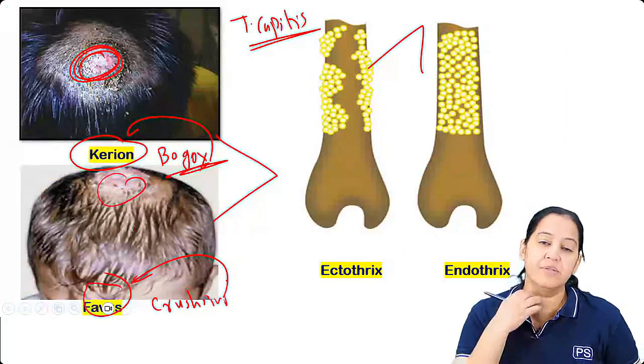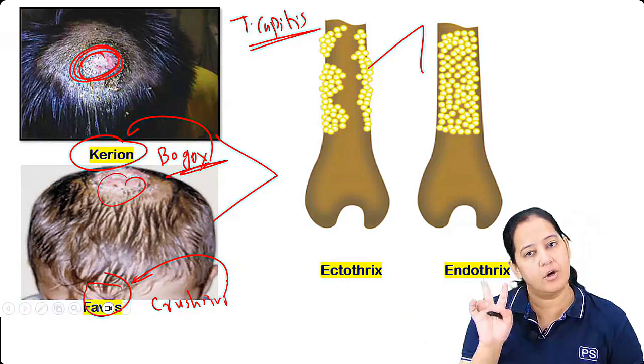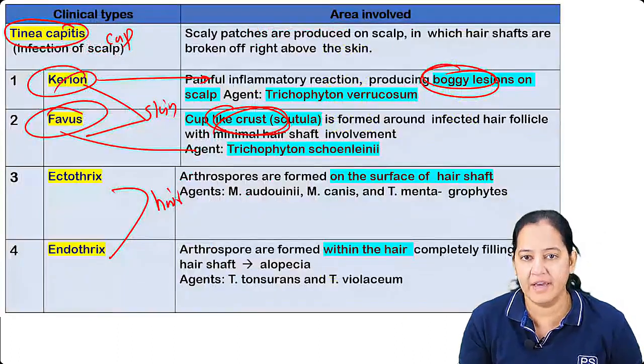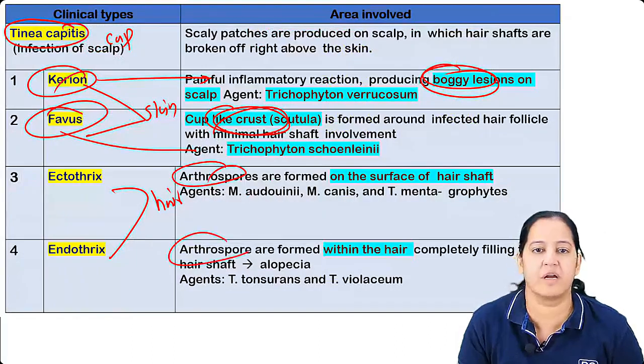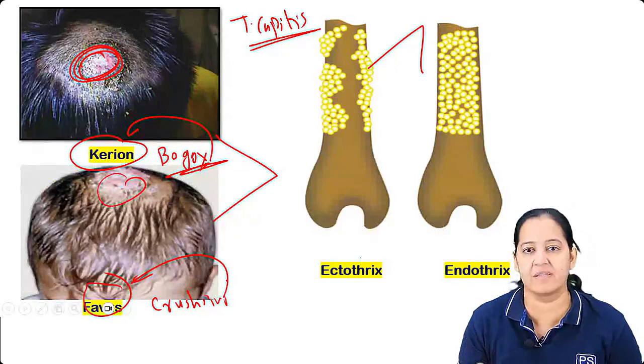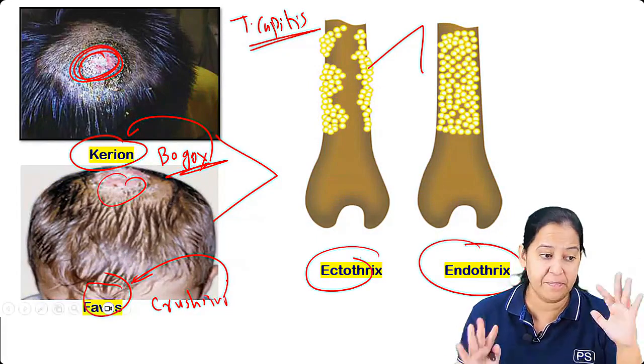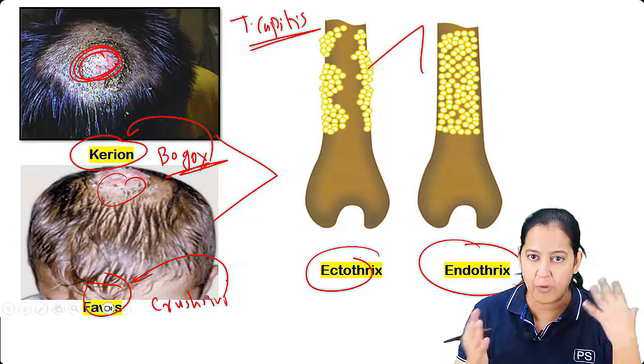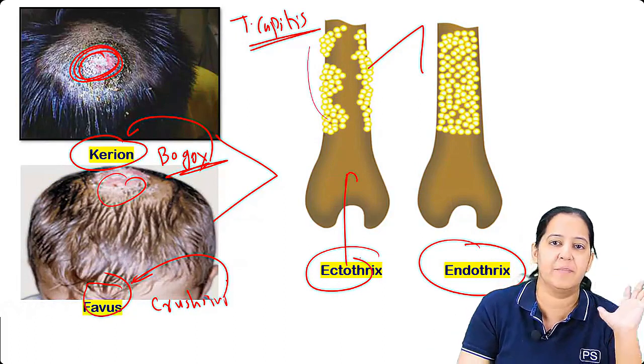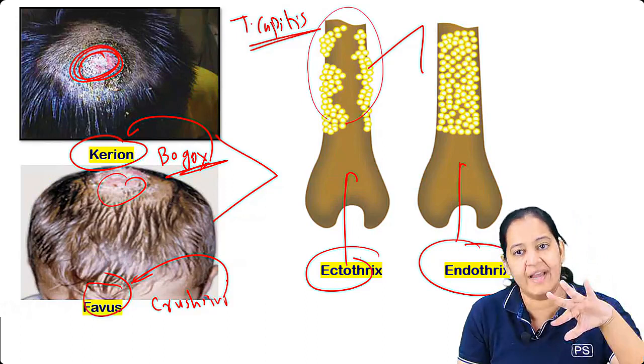Okay. So these are the two diseases of the skin. Now two diseases of the hair. In the hair, arthrospores are there. Arthrospores are the spores of the fungus. So are arthrospores outside the hair or inside the hair? They get deposited. If they are outside, it's ectothrix. You can see they are deposited outside. And if they are inside, they are known as endothrix.